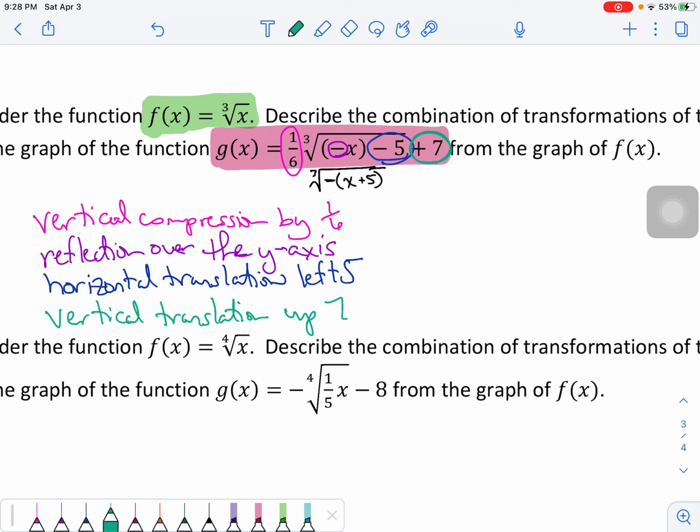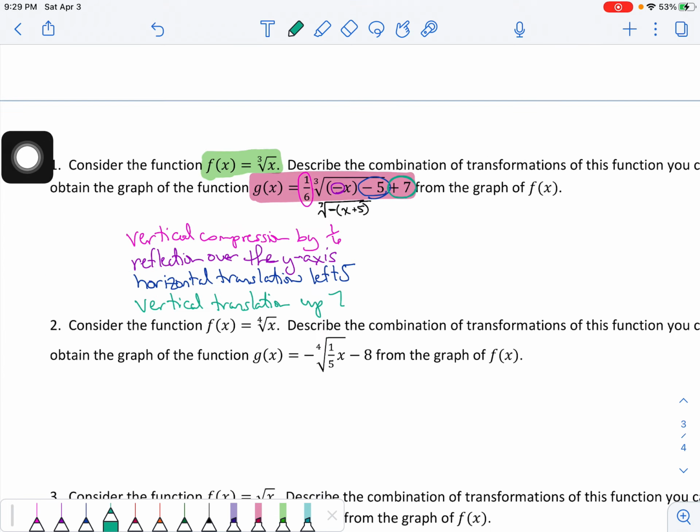All right. So those 4 pieces are what changed from f of x to g of x. So if you graphed the original cube root function, and then you compressed it vertically by 1/6, you reflected over the y-axis, had a horizontal translation to the left 5, and a vertical translation up 7, this would be your new function. All right. So that's problem number 1.